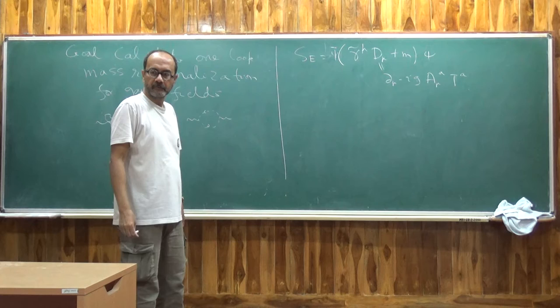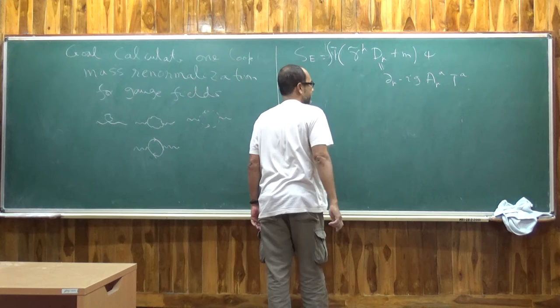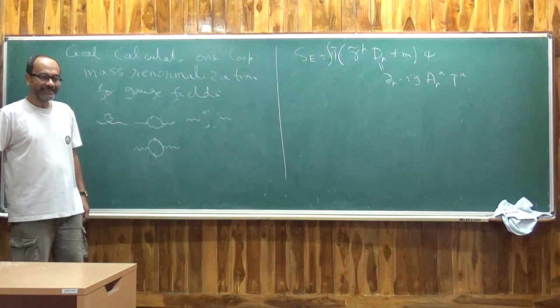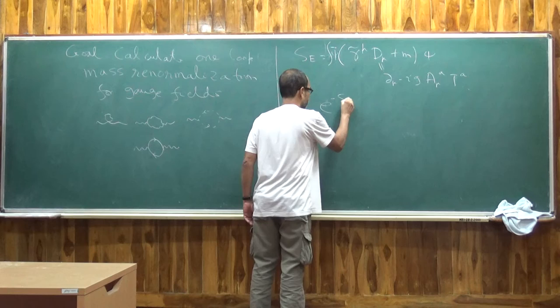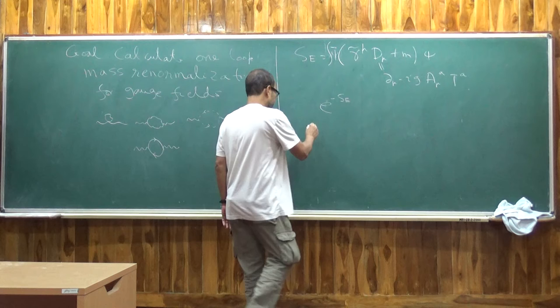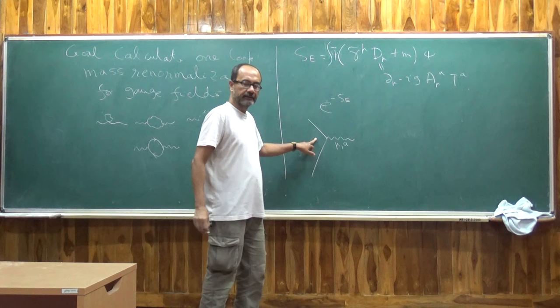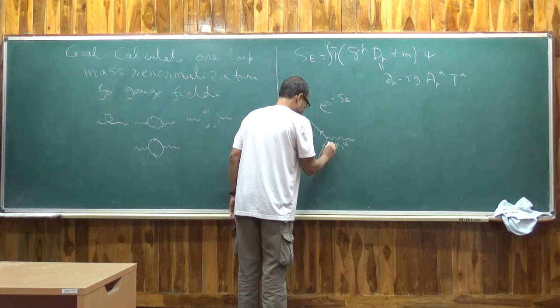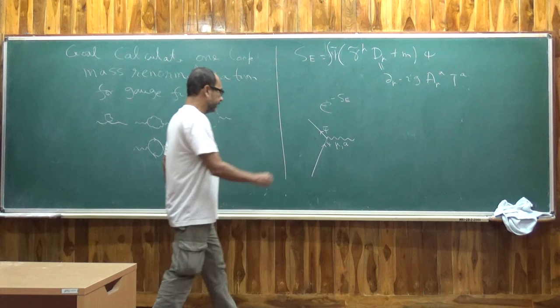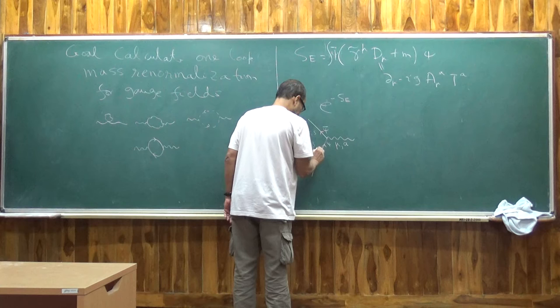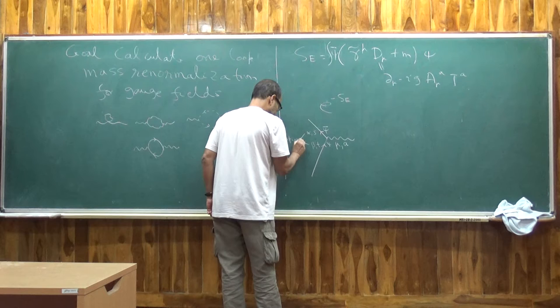The action will be the integral of this. Okay, so now the vertex. The vertex comes by expanding e to the minus S. Let me draw the vertex first. So this is a gauge field, which carries labels mu and A. This is psi, this is psi bar. This carries index alpha and S, and this carries index beta and T. So these alpha and beta are the spinor indices, and S and T are gauge indices.